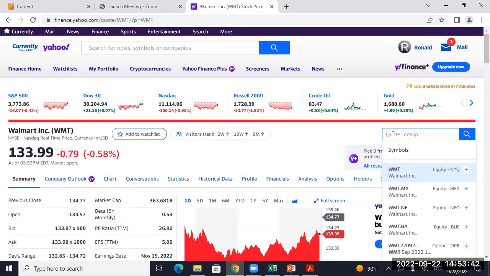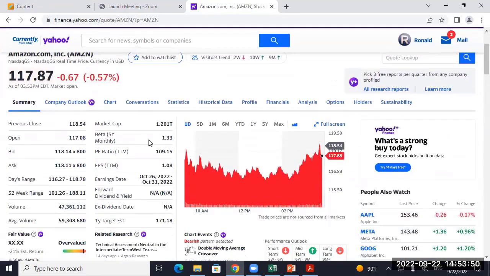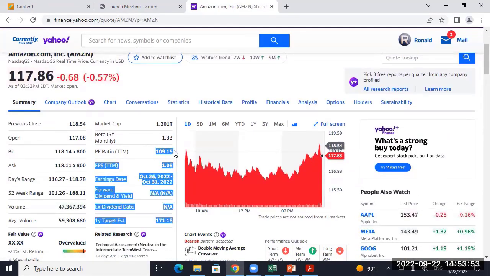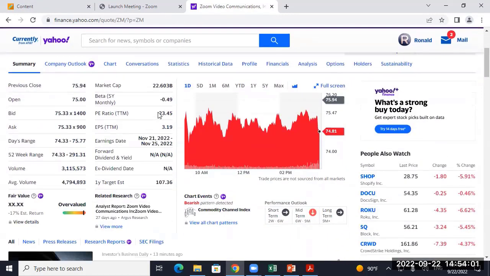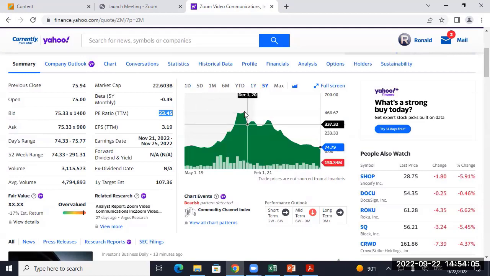Alphabet or Amazon. $109 PE. It's a pretty expensive stock. We can look at Zoom. What do you think Zoom is? High PE? Pretty high, but this is a stock that's come down a lot, hasn't it?